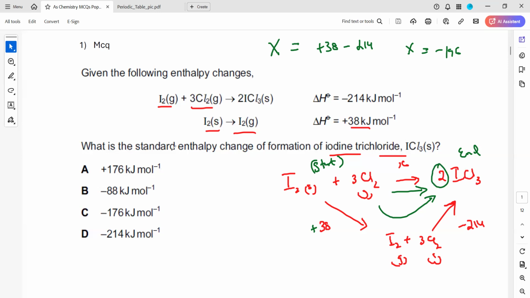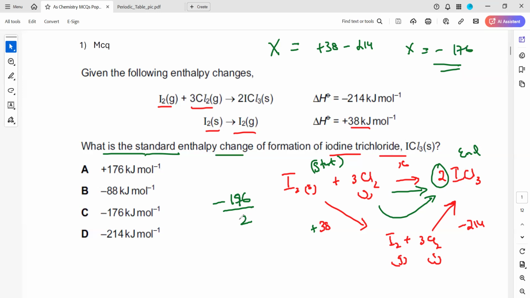are there. But in the question, what is asked is the standard enthalpy change of formation. So whenever they ask for standard enthalpy change of formation, we need it for 1 mole. If 2 moles of ICl3 are formed, the energy change is minus 196. So for 1 mole, what do we do? Minus 196 divided by 2, because we need it for 1 mole.